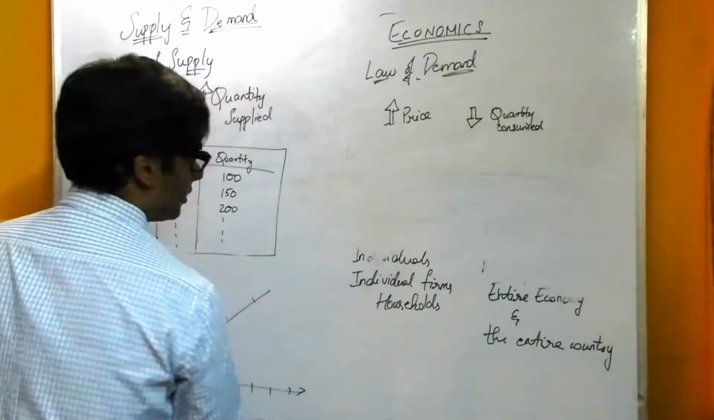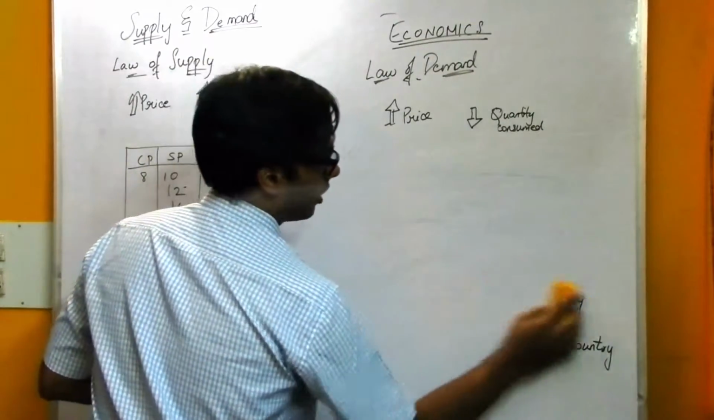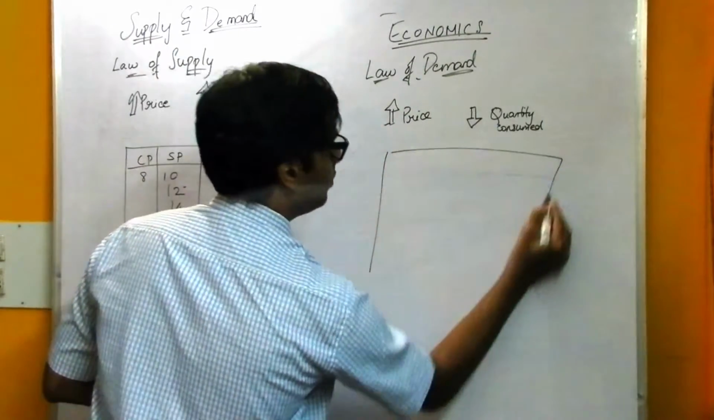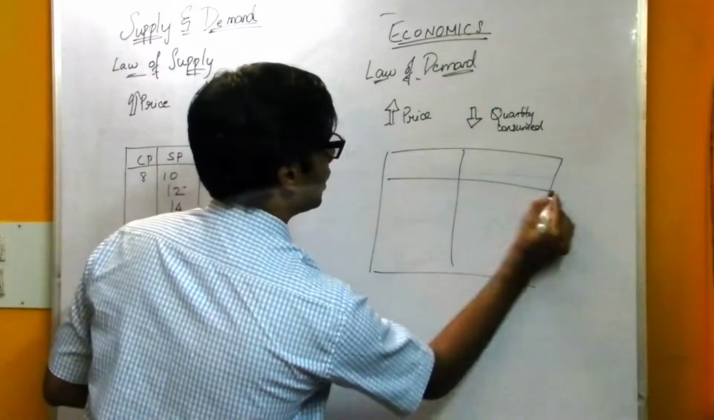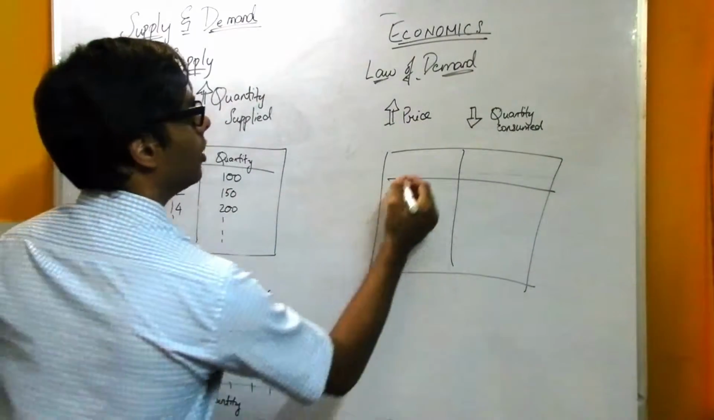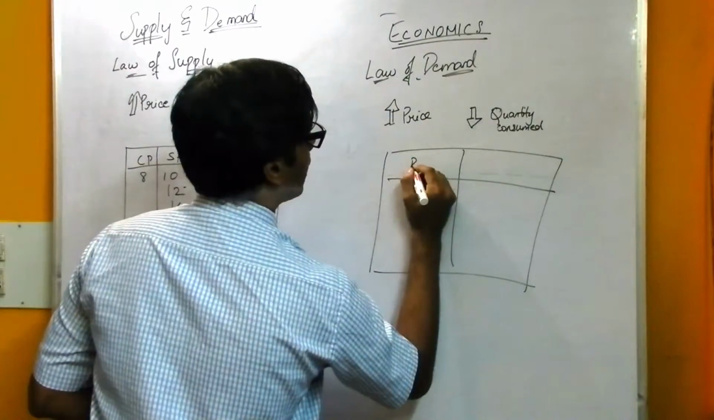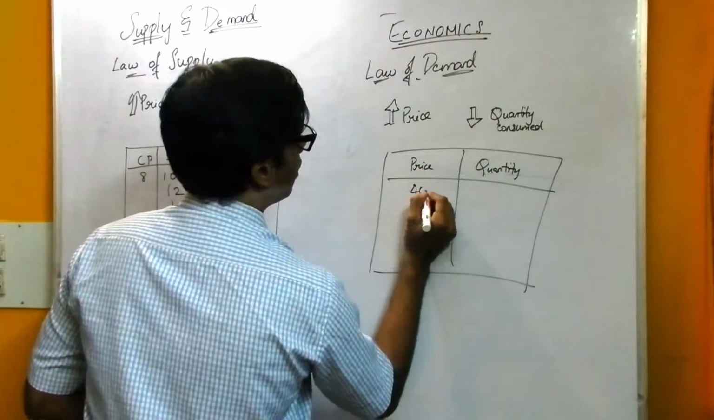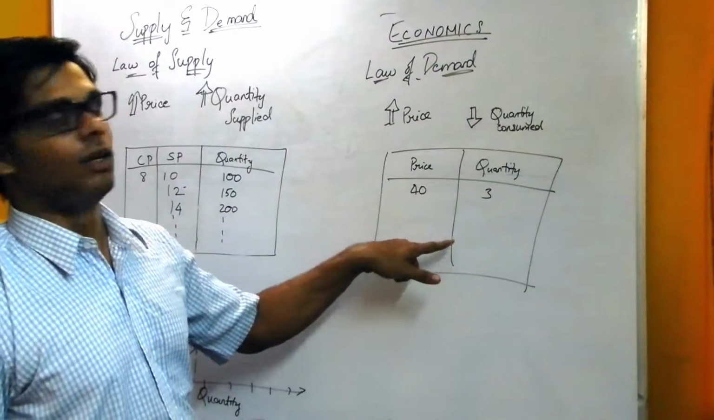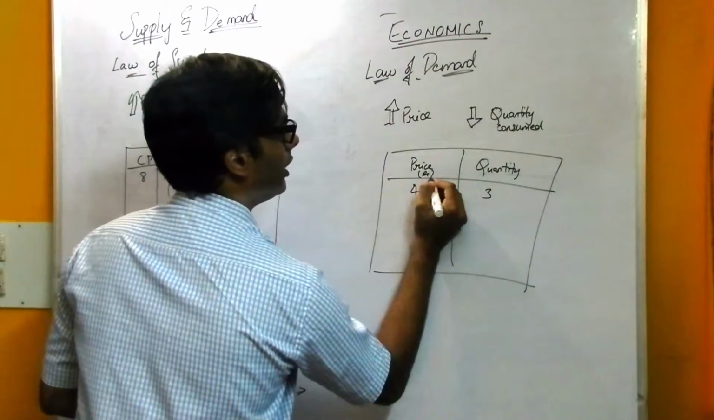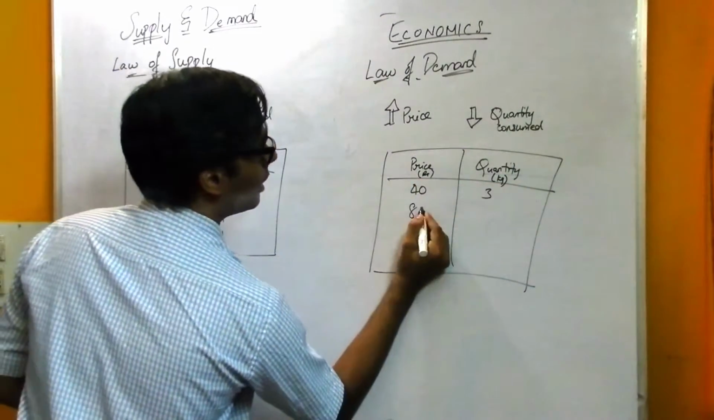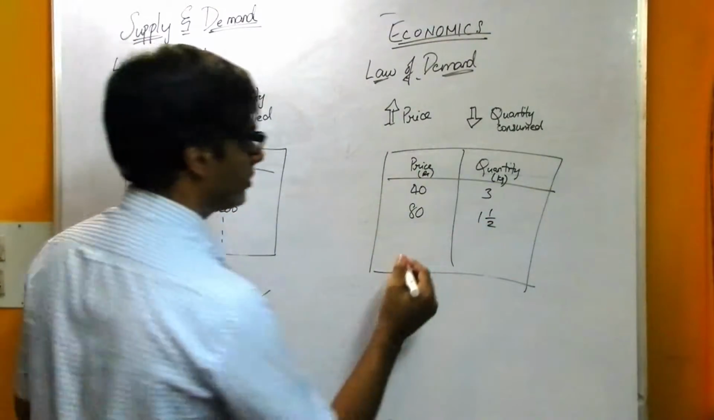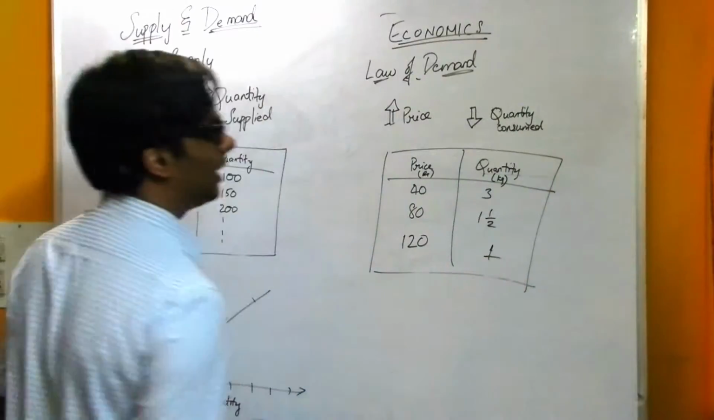We can also look at this in the same way as we looked at the law of supply. For example, let us say onion is now being sold. Let's say onion now costs 40 rupees a kilo. So the price is 40 rupees, and you will be willing to buy 3 kilos of onion at 40 rupees. Now if the price of the onion is 80 rupees, you will probably buy 1.5 kgs. If the price of the onion is 120 rupees, you will end up buying 1 kg.